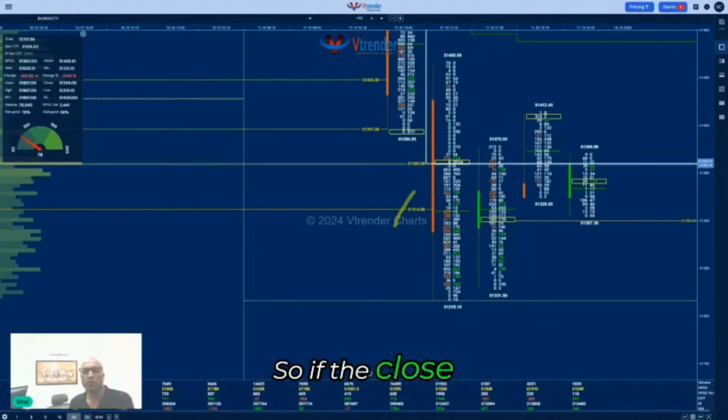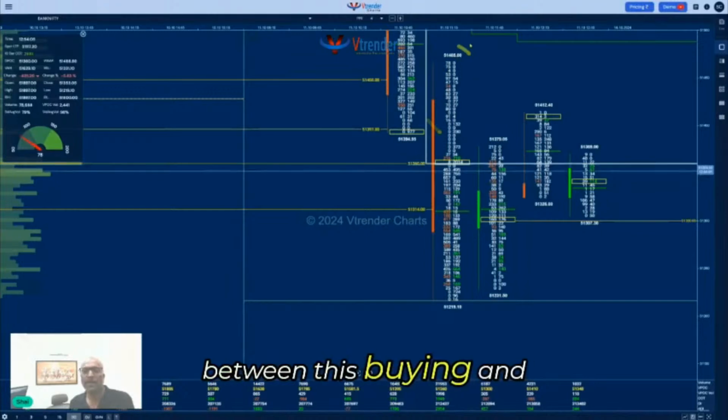So if the close of the bar, this is the close, is lower than the open, the color of the candle is red. Or if the close of this particular bar is higher than the open, the color of the candle is green, right? In order flow, we don't pay attention to the information in the color of the candle. What we do is try to find out what has happened between this buying and the selling.